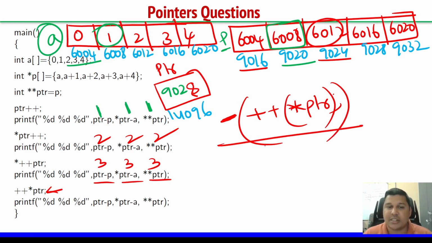So because of this, which value will change? Please guess. Which memory location will be changed? Either you tell me that 6004 will become 6008, or you tell me that 9028 will become 9032. Which one will change? Tell me in terms of numbers from this given data.